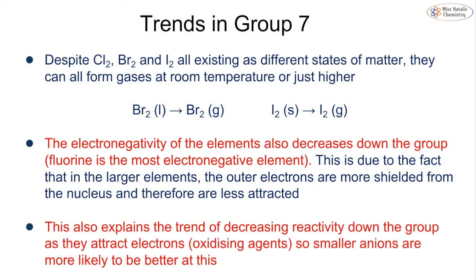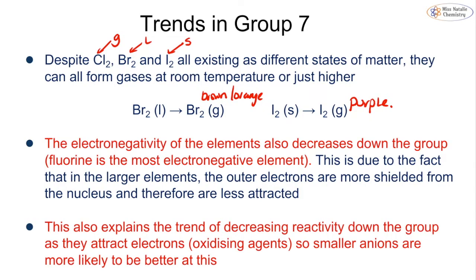Now, despite chlorine, bromine, and iodine all existing as different states of matter, so chlorine being a gas, bromine being a liquid, and iodine being a solid, they can all form gases at room temperature or just higher. And we call this vaporization, where we're going from our liquid to a gas state or our solid to a gas state. So we see vapors being formed, and we can see different colors of vapors depending on which one it is. So if we have the bromine, we tend to see brown or orange vapors, and if it is iodine, we see purple vapors.